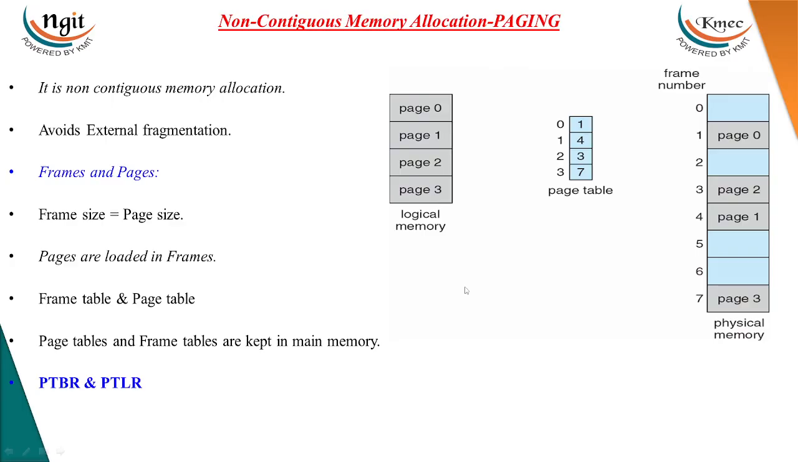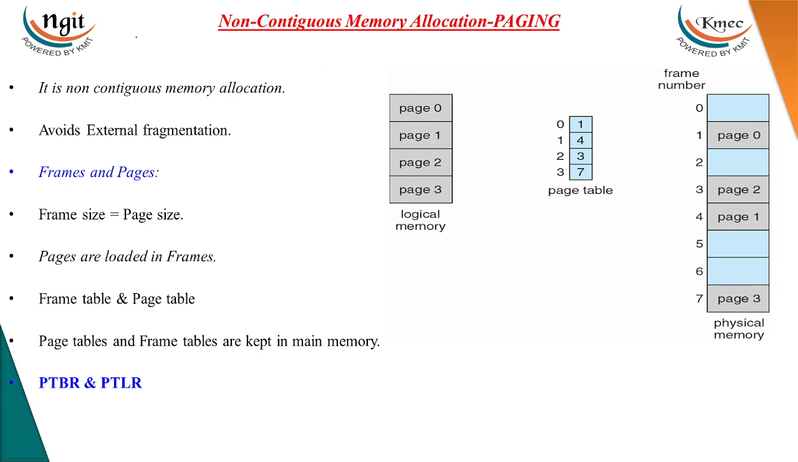So previously we have discussed contiguous memory allocation. We have seen the problems: one, internal fragmentation; two, external fragmentation. To overcome external fragmentation, we have seen a concept called compaction. But the problem with compaction is that it degrades the system performance.